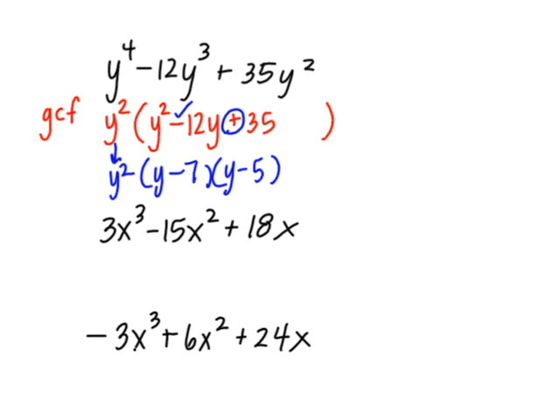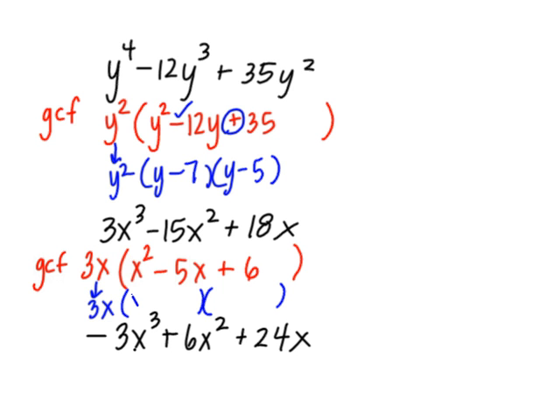In our next problem, we have 3 and 15 and 18, so those numbers share a common factor of 3. I also notice that they all have an x. We took out a 3 and we took out 1 x, so that leaves me with x squared minus 3 times 5 gives me 15 with 1 x left over plus 6. I'm going to bring down my 3x.